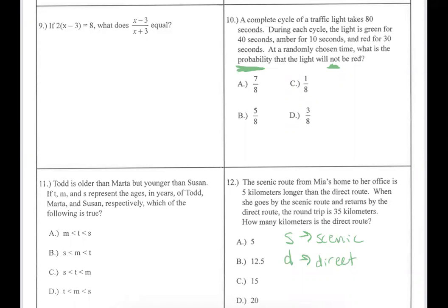So if you solve this equation in number 9, you could distribute, but a shortcut would be to go ahead and just divide by 2. And then you would have x minus 3 equals 4, which means x is 7. And then that makes it very easy to evaluate your expression. You just have 7 minus 3 in the numerator, 7 plus 3 in the denominator, or 4/10.